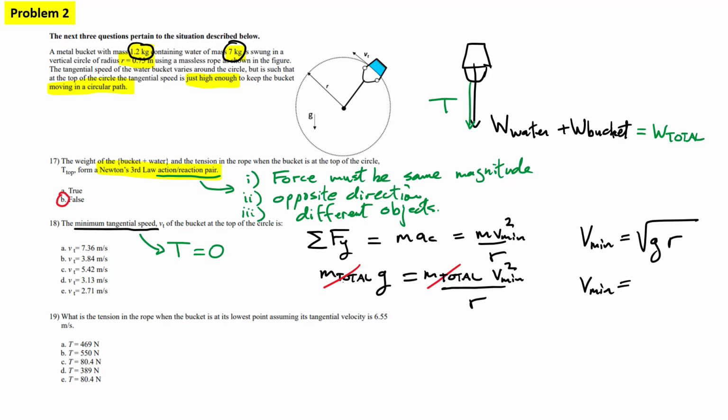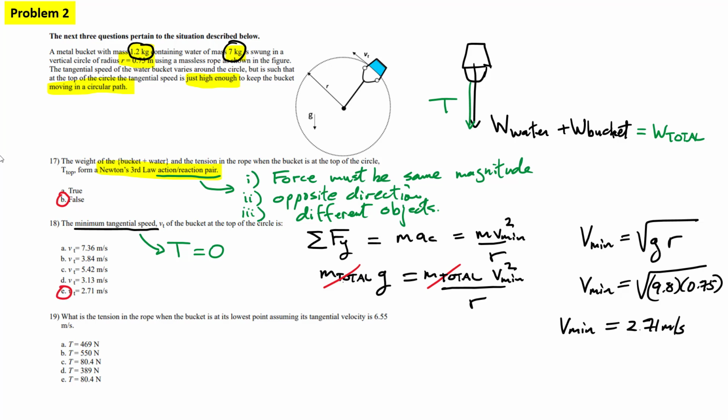So my v minimum is the square root of 9.8 for little g, and the radius was 0.75 meters. I substitute that in the calculator, and I get a minimum speed of approximately 2.71 meters per second. That corresponds to choice E.